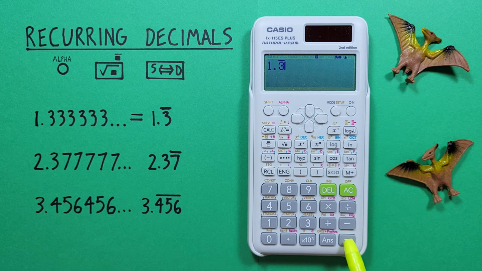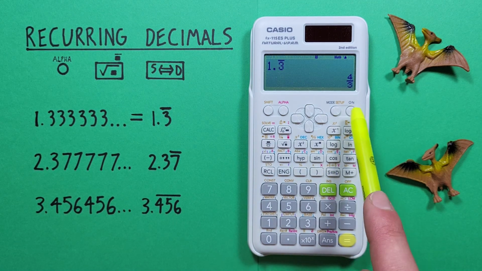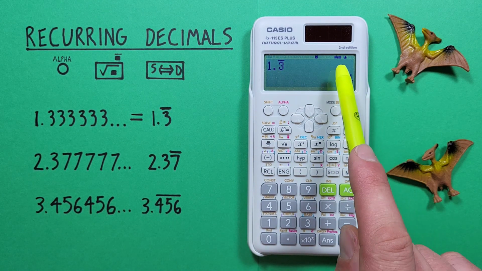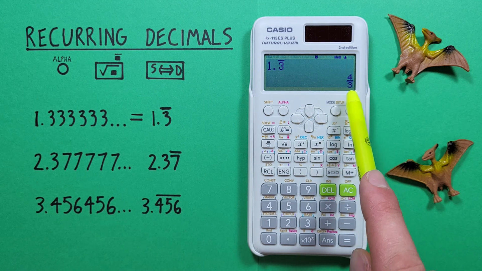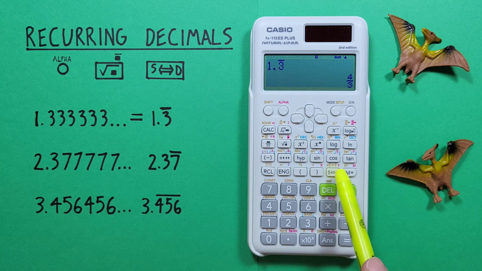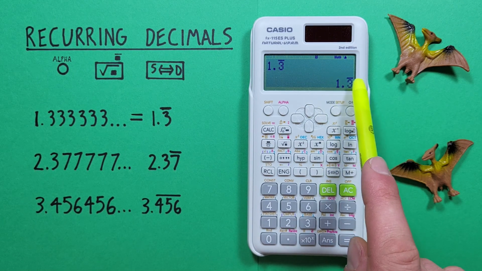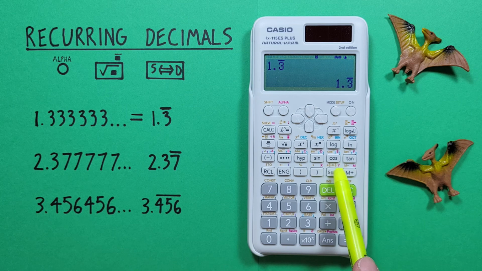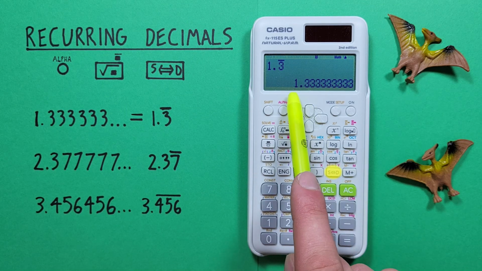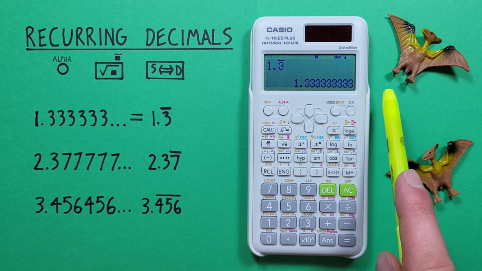If we press equals, we see that converts to 4 over 3 because this calculator likes to convert to fractions. But if we hit the S to D key, we see we get 1.3 with the recurring bar over top. And if we press the S to D key again, we see we get 1.3333, etc.